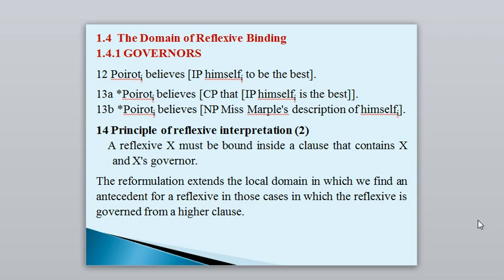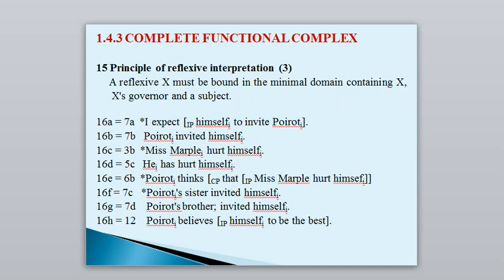You see here, this is okay in these sentences. So we have a condition by these definitions which I told you. We have complete functional complex. Okay, we call it complete functional complex. Again, we revise the principle of reflexive interpretation. A reflexive X must be bound in the minimal domain containing X, the reflexive, X's governor, the antecedent, and a kind of subject. Okay, look at these examples.